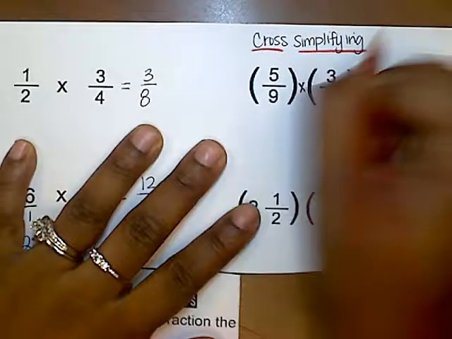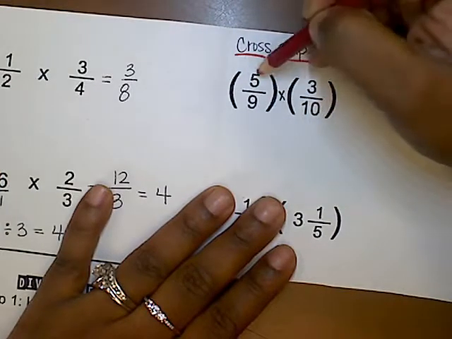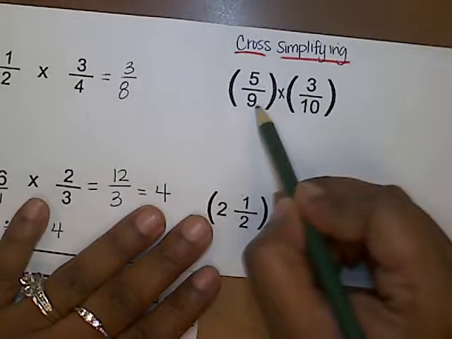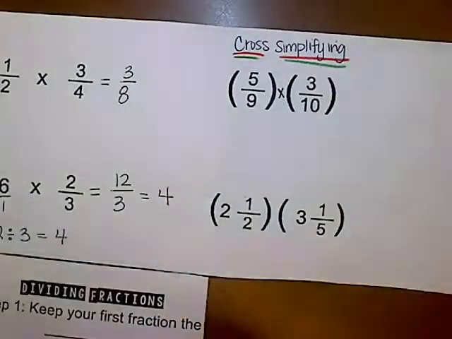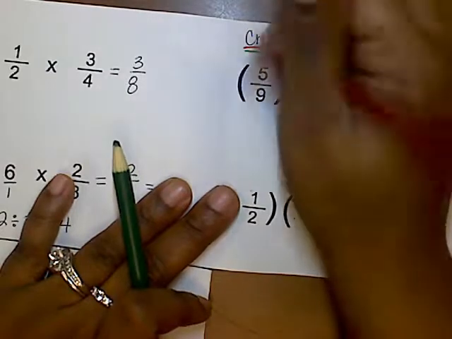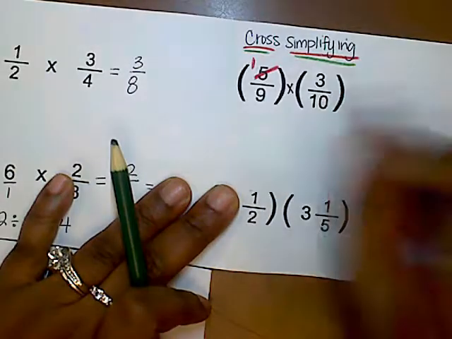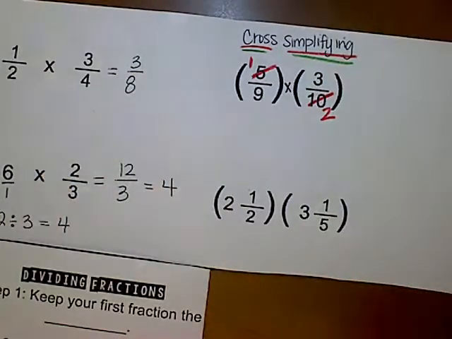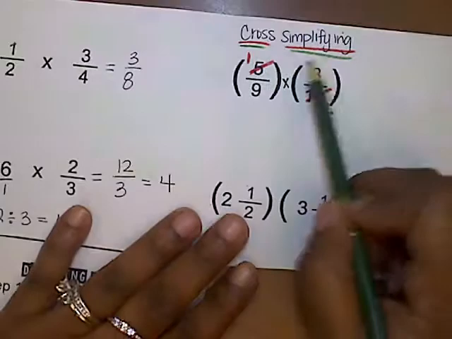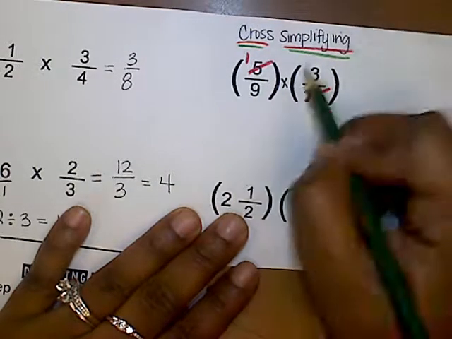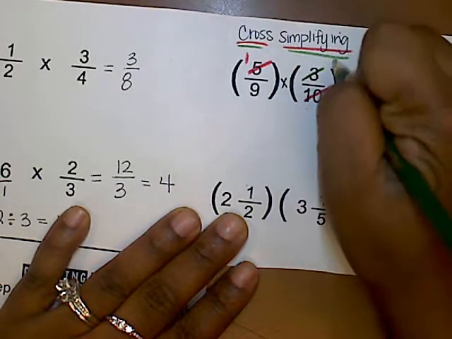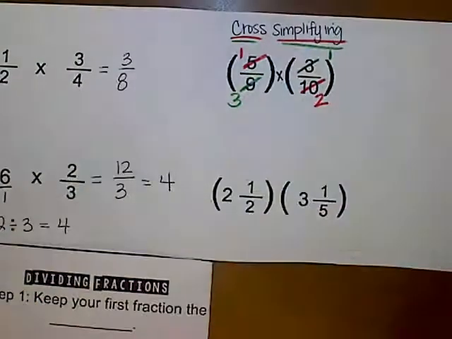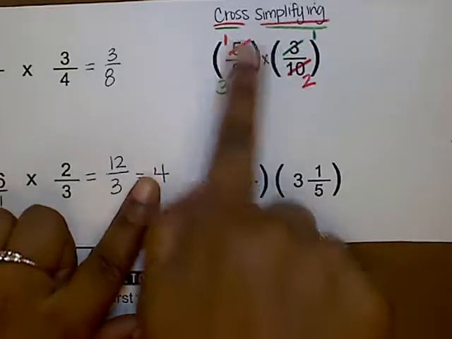So when we cross simplify, we're looking to see here, is there any number that goes into 5 and 10? And then we're looking at here, is there any number that goes into 9 and 3? So let's take a look at this. I know 5 goes into itself 1 time, and 5 goes into 10 2 times. So I simplified that and made it easier for me. So now I can look this way. Could anything be simplified? 3 goes into itself 1 time, and 3 goes into 9 3 times. So now I've made this problem smaller by cross simplifying.